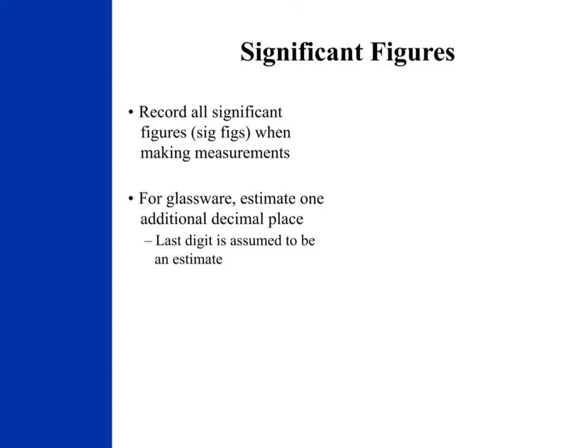When looking at glassware, you should always estimate one additional decimal place beyond the markings on the glassware. Always assume that the last digit is in fact an estimate. Let's look at an example. So if we have a graduated cylinder, I'm going to draw some markings. We'll say that this is 2.0, 2.1, and 2.2.